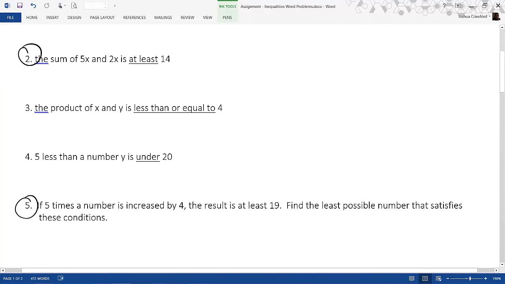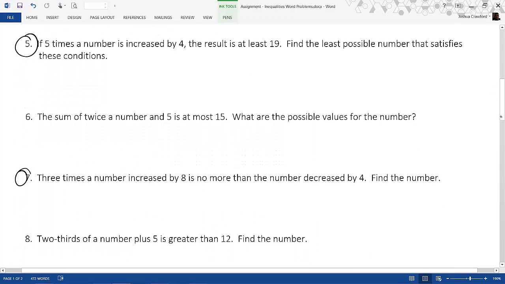Alright, number 2. The sum of 5x and 2x is at least 14. So the sum is addition, right? So the addition of 5x and 2x, so 5x plus 2x is at least 14. And we should know that at least means greater than or equal to 14. Done.